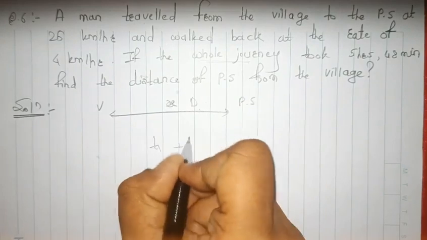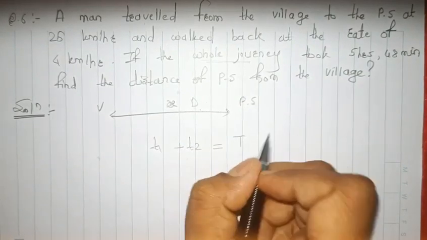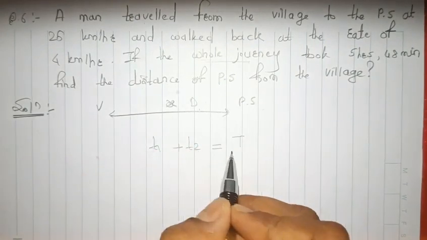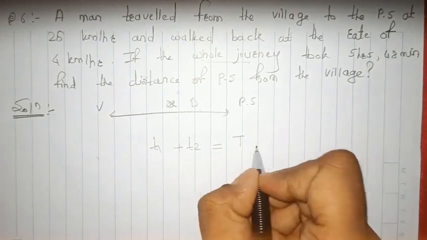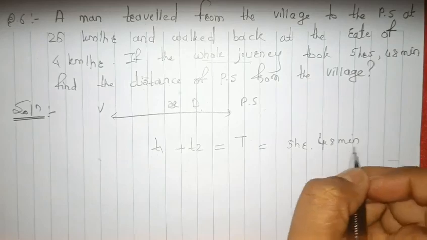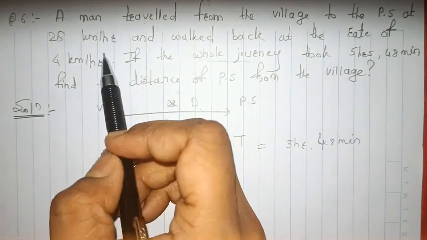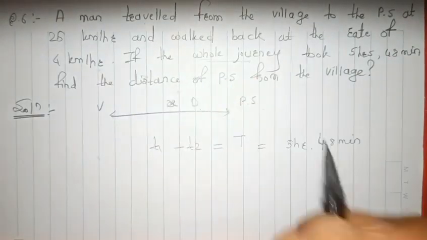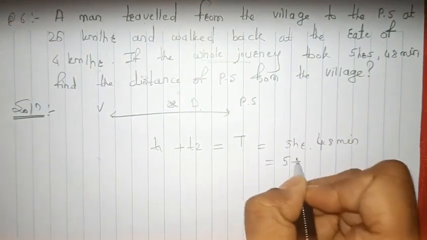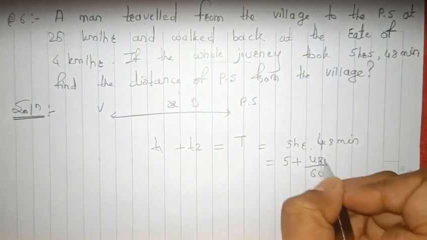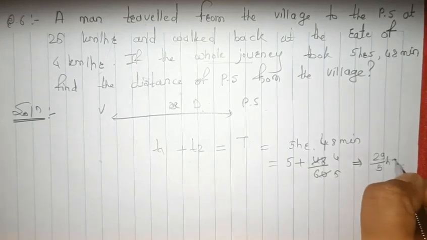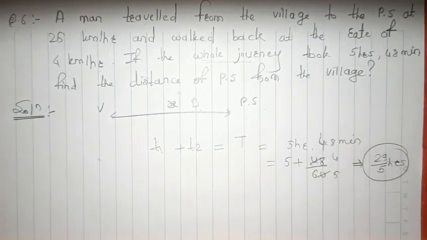So time t1 plus t2 is equal to total t. This t1 is from the village to the post office, this t2 is from the post office to the village, and this whole journey is our t, which is given as 5 hours 48 minutes. As in this case also, we have our rates in km per hour, just convert the minutes into hours only. So 5 plus 48 by 60, that is 25 plus 4, that is 29 upon 5 hours.